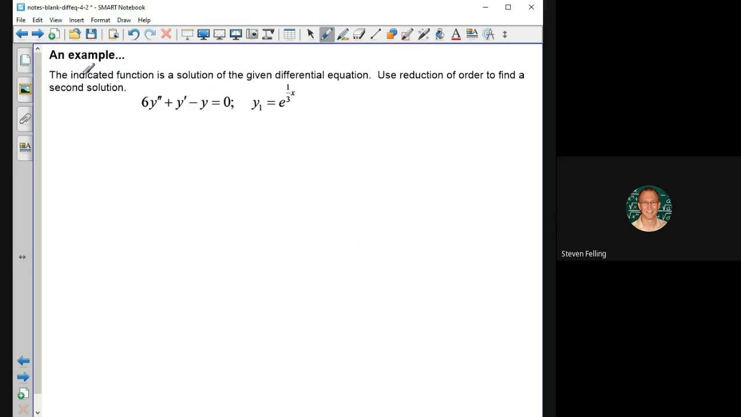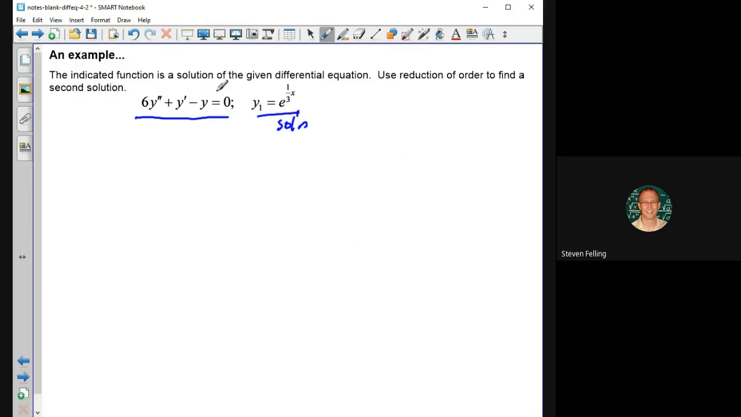Okay, so we might have a problem like this. The indicated function is a solution of the given differential equation. Use reduction of order to find a second solution. So here's the differential equation. Here's the solution that we know already. We have to be given one solution for this to work. Now we're going to use this solution to produce a second solution.